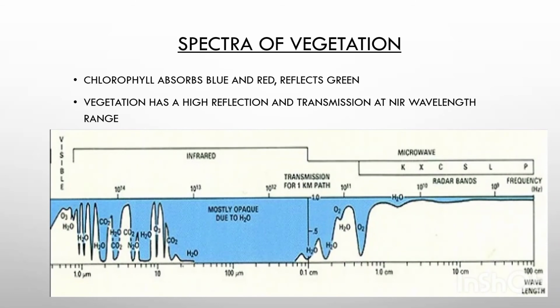Spectra of vegetation. Chlorophyll in the leaves of the plants absorbs blue and red. At the same time, they reflect green light in the visible region. Vegetation has a high reflection and transmission at NIR wavelength range.